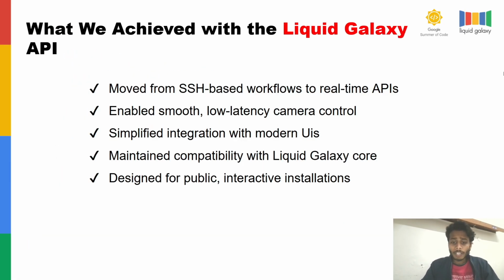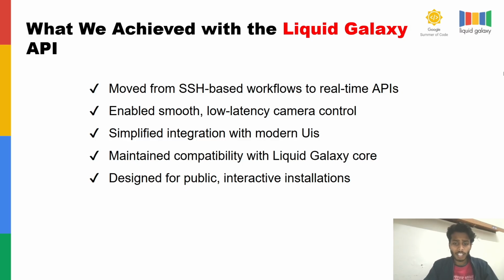So let me quickly bring everything together. We start with the problem. Liquid Galaxy was powerful, but controlling it was slow and manual, mostly based on SSH and file copy. What we did was move away from that model and introduce real-time APIs. Instead of logging in and managing files, we now send clean and structured commands. This made camera movement smooth and low latency, which is critical for immersive 360-degree experiences. By using REST API and WebSocket, Liquid Galaxy becomes much easier to connect with modern user interfaces like tablets, web apps, and customized controllers.